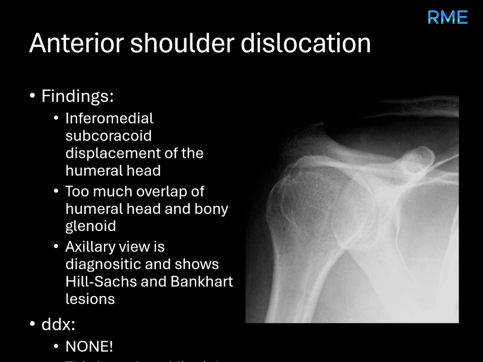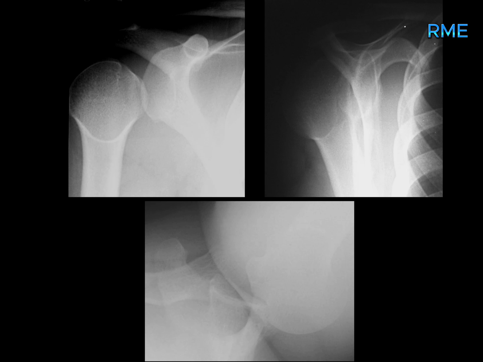Differential diagnoses include none, as this is an Aunt Minnie. To further evaluate, an axillary view is diagnostic and can show associated Hill-Sachs and Bankart lesions. Management typically involves closed reduction under sedation, followed by immobilization and physical therapy. Let's move on to the next case.